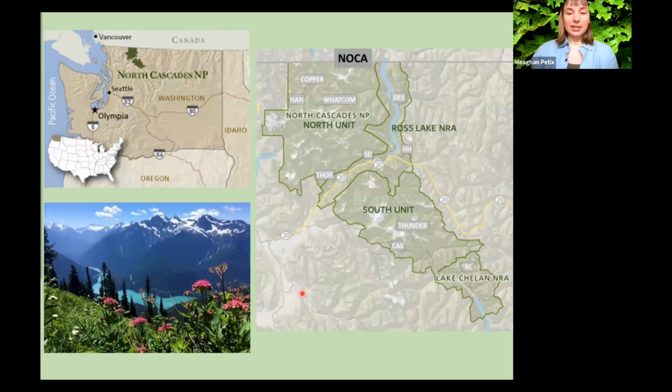To orient you with my study area, North Cascades National Park Service Complex, it's in the northwestern corner of Washington, just below the Canadian border. And it's a park known for its jagged peaks crowned by more than 300 glaciers. It spans the Cascade Crest from the temperate rainforest of the wet west side to the dry ponderosa pine ecosystem of the east. And it consists of several units, including the north and south units of North Cascades National Park, as well as Ross Lake and Lake Chelan National Recreation Area.